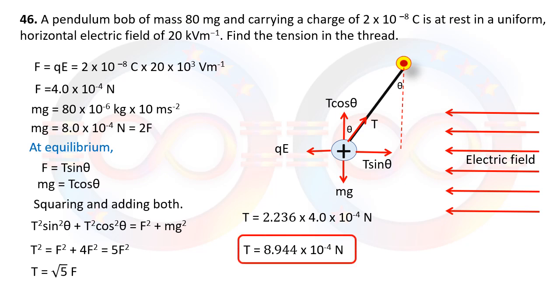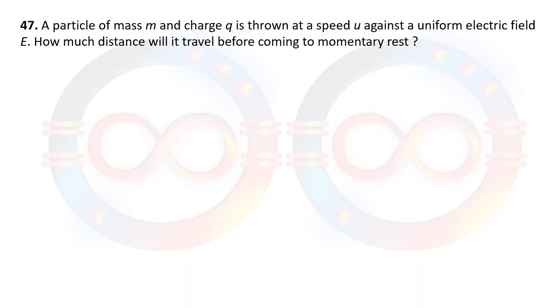That is the tension which is appearing in the string because of mg, because of the force, that is electric force in the electric field. Question number 47. A particle of mass m and charge q is thrown at a speed u against a uniform electric field. If a charge is thrown against a uniform electric field and the charge is positive, it will retard, that we know. So after some time it will come to rest. In this question it is being asked after how much distance it would come to rest.